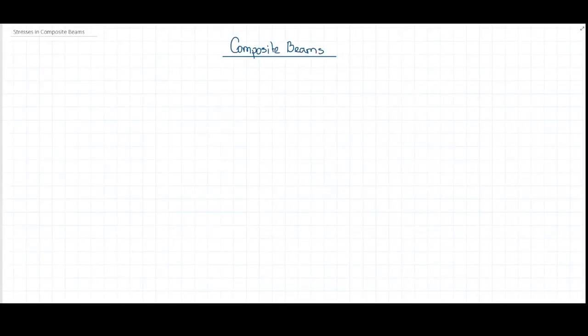Today's lecture is about composite beams, and you might have seen them in your day-to-day life, your house, in constructions, buildings, or outdoors. And let me look at a picture. Let me look for a picture of what should be a composite beam, typically found. I believe this is a good one.